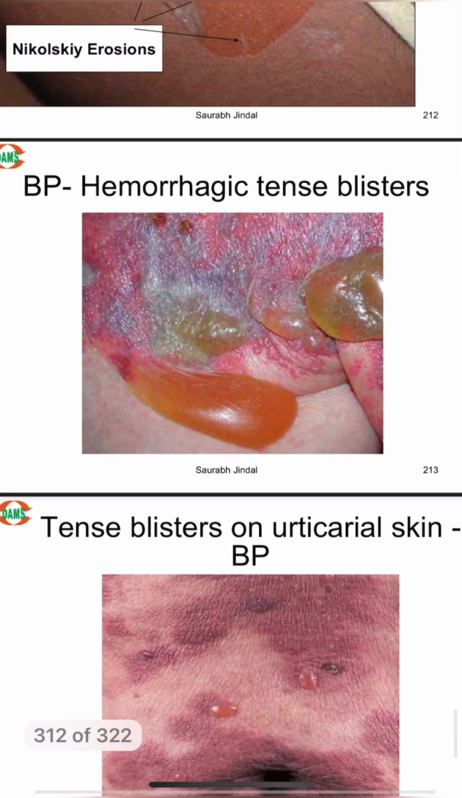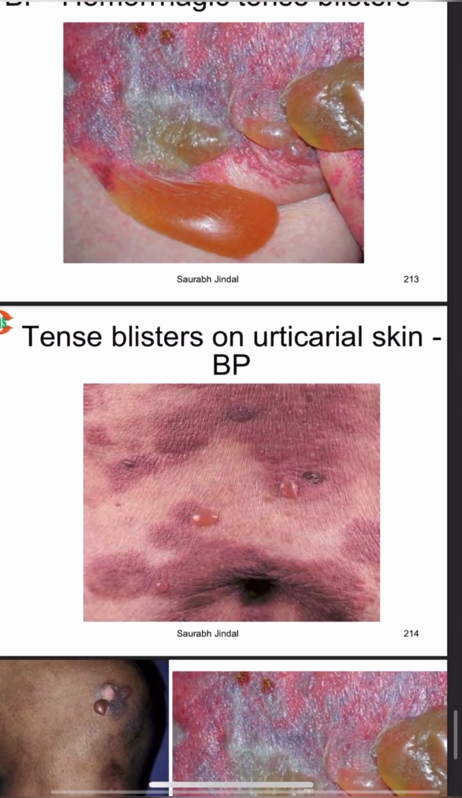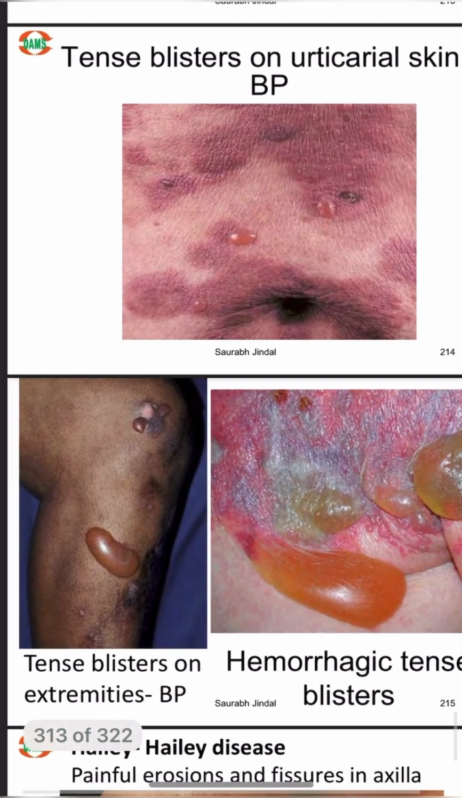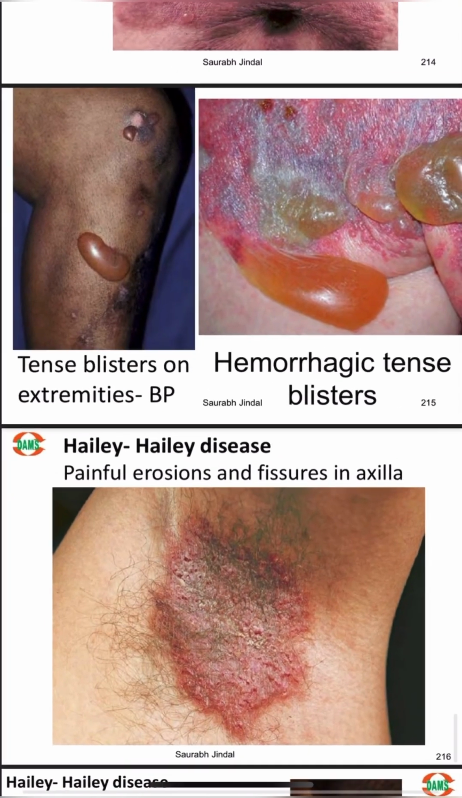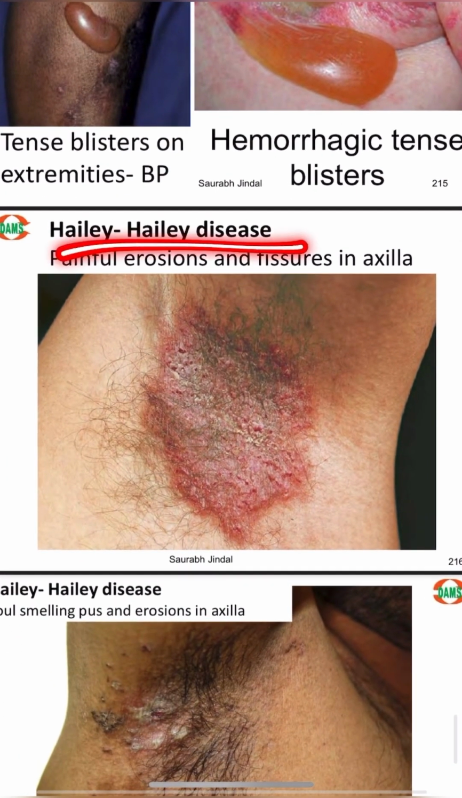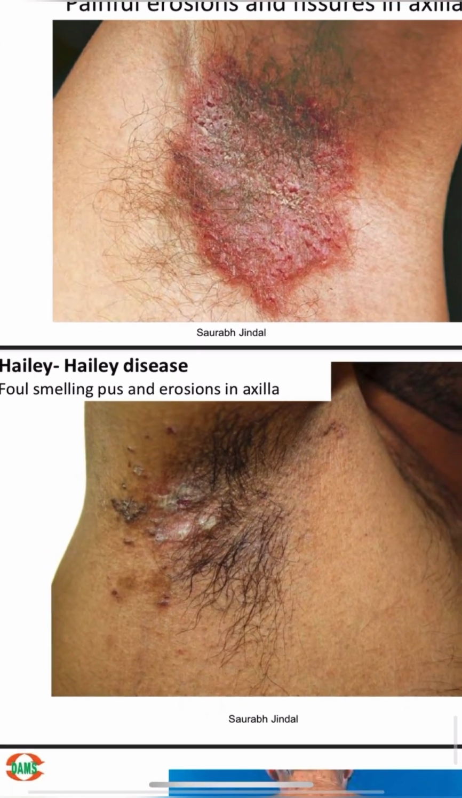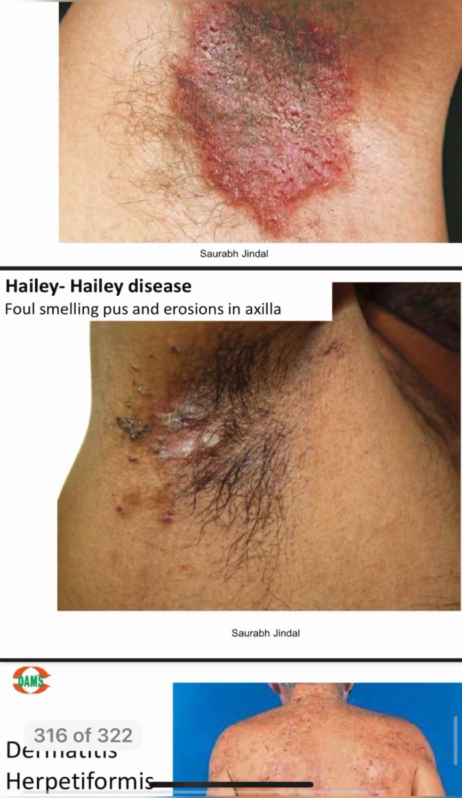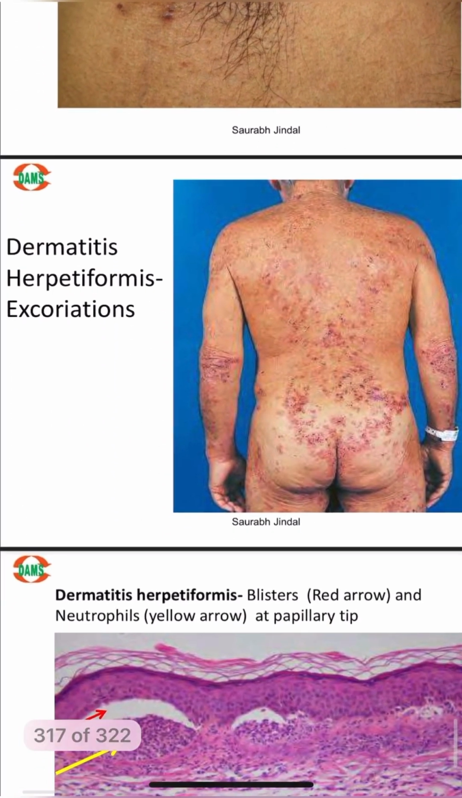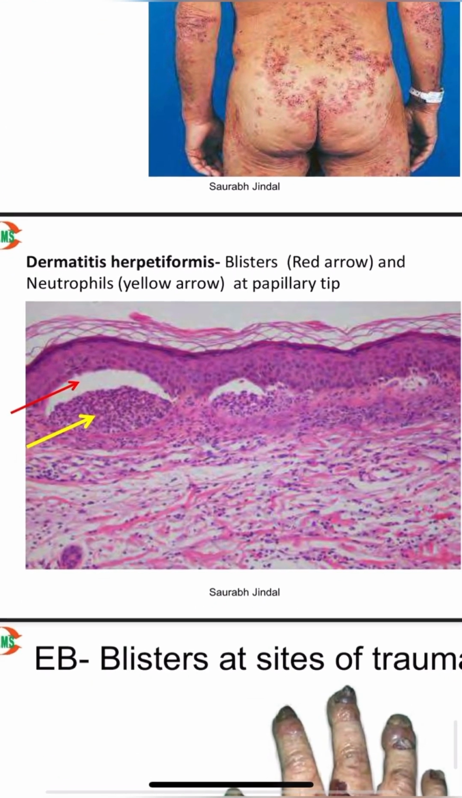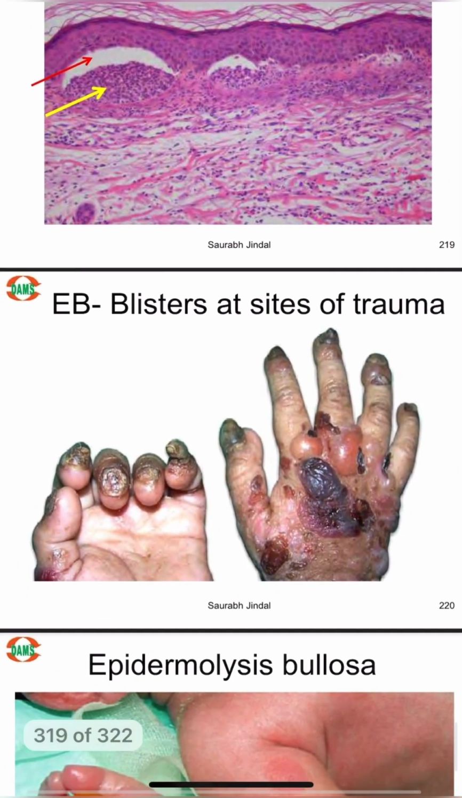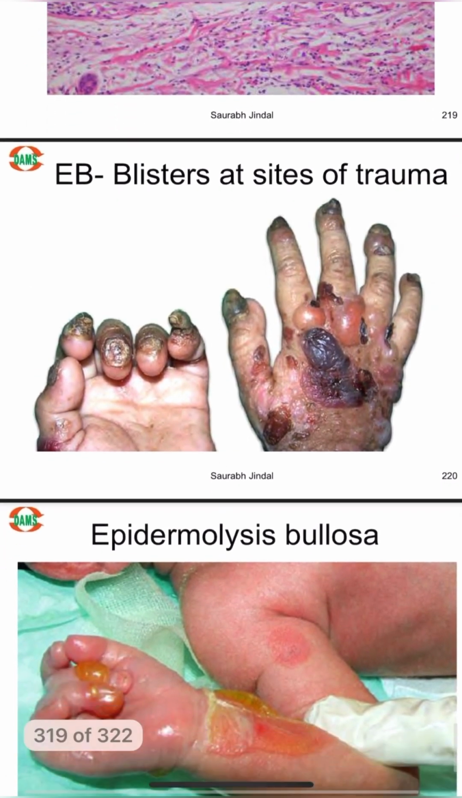Bullous pemphigoid, hemorrhagic tense blisters on urticarial skin. This is Hailey-Hailey disease, painful erosions and fissures in axilla, foul-smelling pus and erosions in axilla. This is dermatitis herpetiformis, excoriations, blisters and neutrophils at the papillary tip, blisters at sites of trauma.